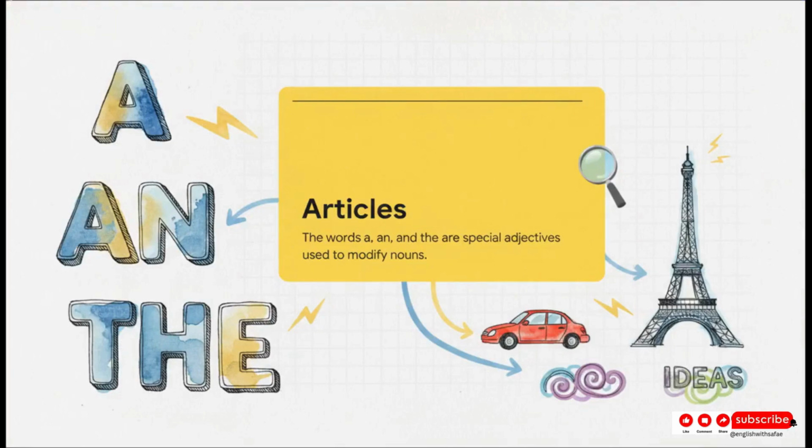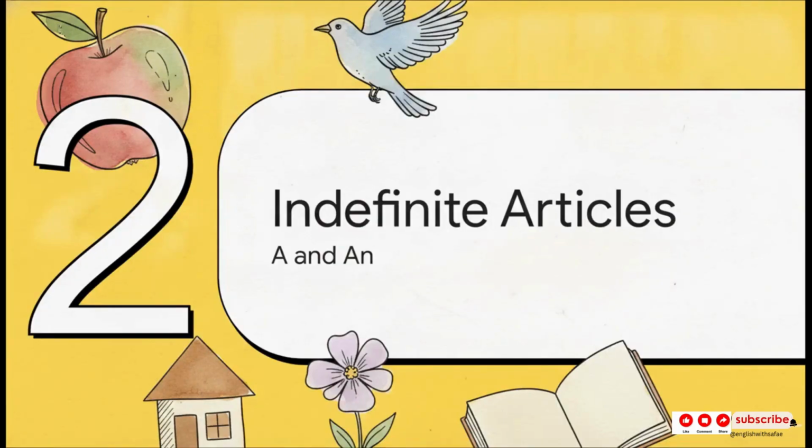Okay, so here's the crucial thing. A, an, and the aren't just random filler words we throw into sentences to make them sound right. No way. They are actually classified as special adjectives. Think about it like this. Just like a regular adjective modifies a noun by describing it, these little articles modify nouns by pointing them out or specifying them. They're super small, but they pack a massive punch when it comes to the actual meaning of your sentence.